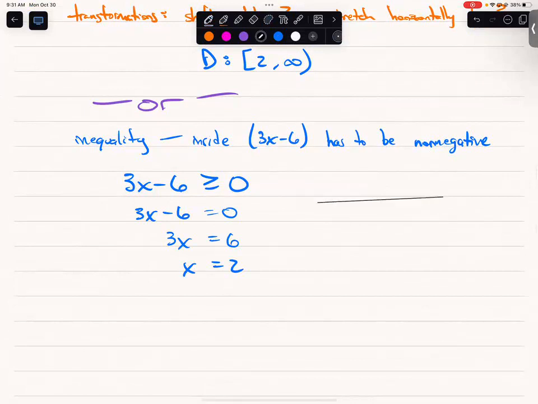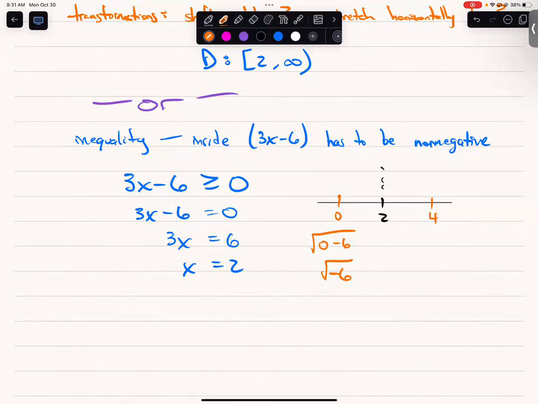What we need to know is what happens on either side of 2. If I let x be 0, that function would be the square root of 0 minus 6. And the square root of a negative number is imaginary. It's not real. It's not in the domain. On the other side, if I let x be 4, I get the square root of 6. Now, I don't care about the fact that it's 6. I care about the fact that this is imaginary and this is real.